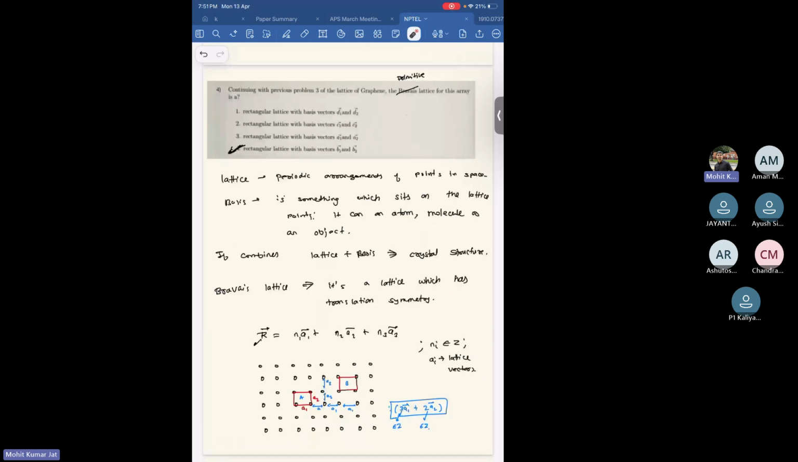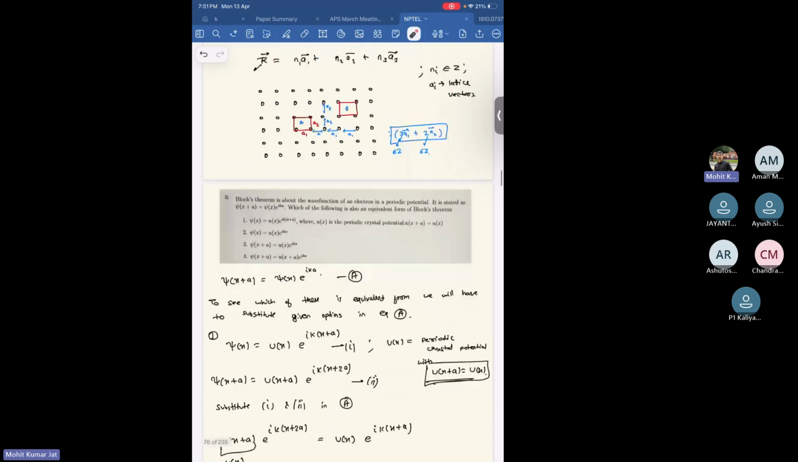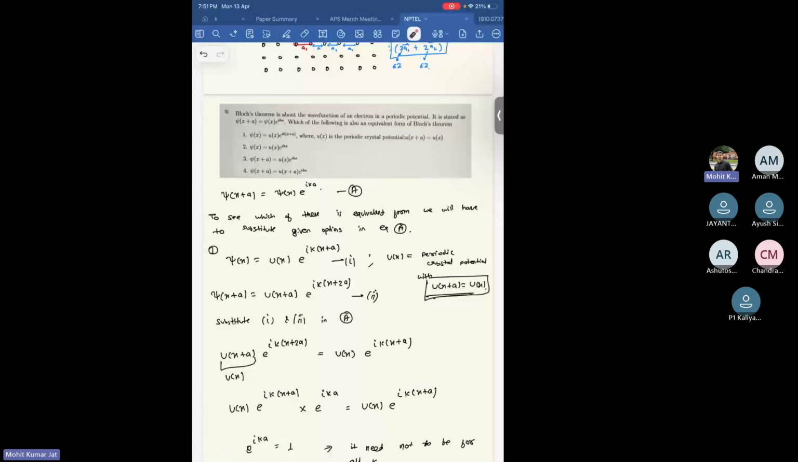So continuing with the previous problem, lattice of graphene, the Bravais lattice for this array. So the Bravais lattice is a rectangular lattice with basis vectors b1 and b2, basically. And Bloch theorem is about the wave function of a quasi-particle. It is stated as psi of x plus a is this; which of the following is also an equivalent form of Bloch theorem? What Bloch theorem says is that if you are in a periodic lattice, then psi of x plus a will be just your function psi of x, which only acquires a phase e to the power i k a. If it satisfies this criterion, it will be Bloch theorem. If it doesn't, then it is not Bloch theorem, right?